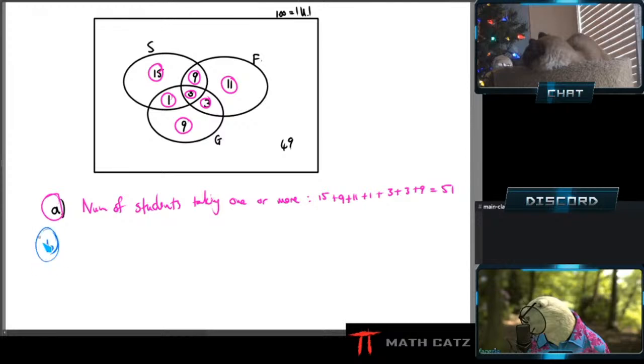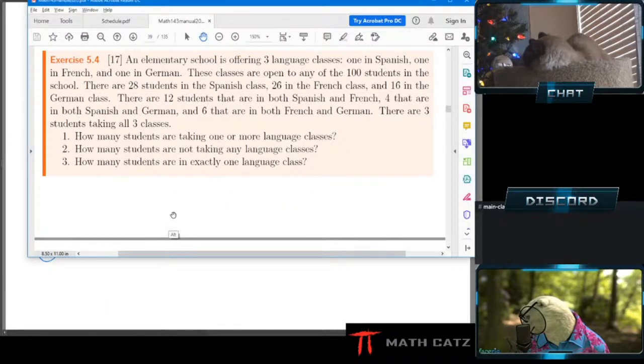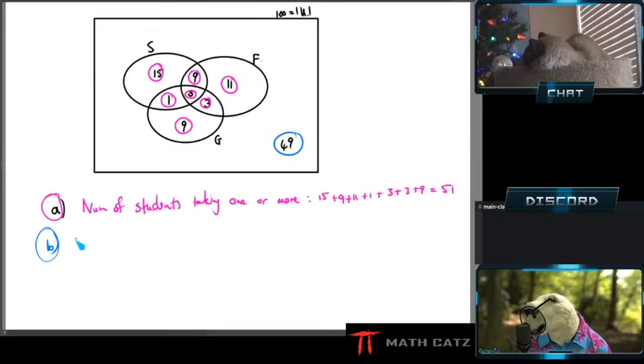B is asking, how many students are not taking any language classes? How many students are not taking any language classes? That's the 49.